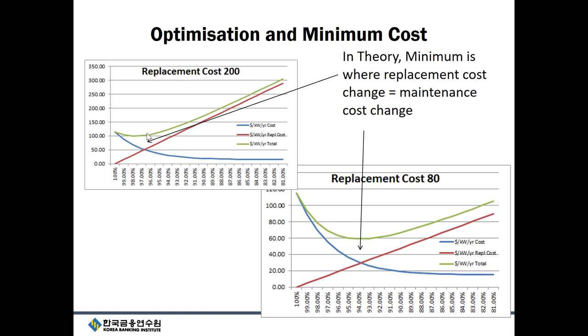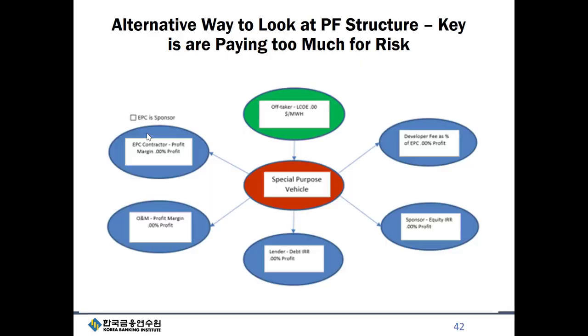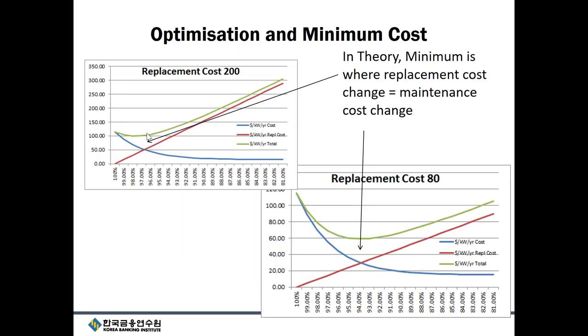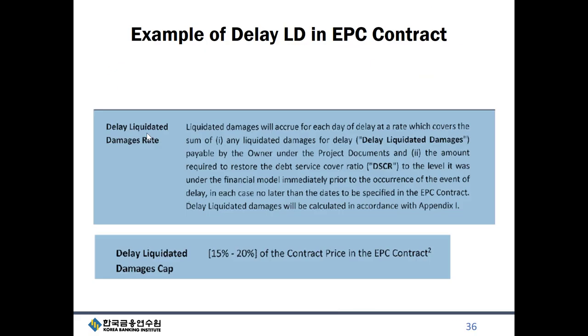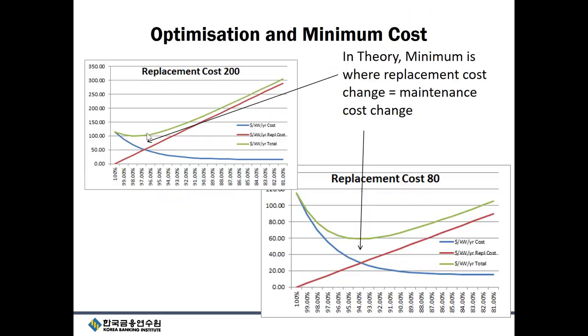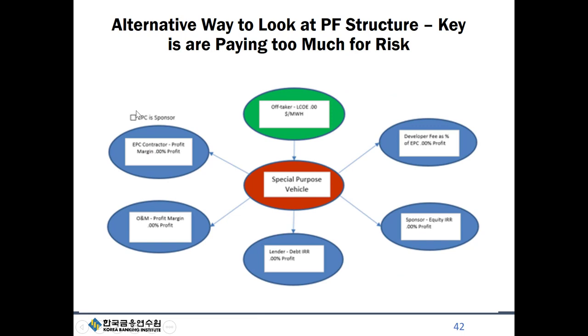Coming up with really how to do that is a fascinating thing. Then you can look at this whole thing in a different way. If I'm going to impose a charge and a penalty on this contract, and penalties on this contract, nobody's going to do it for free. The EPC contractor wants profits. The O&M contractor wants profit. The developer takes a whole big risk, so they want profits. The equity holder wants an IRR. The debt holder wants a profit too. Everybody wants a profit except the off-taker who has to pay the money.